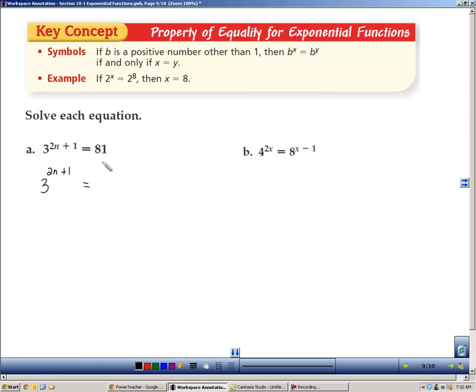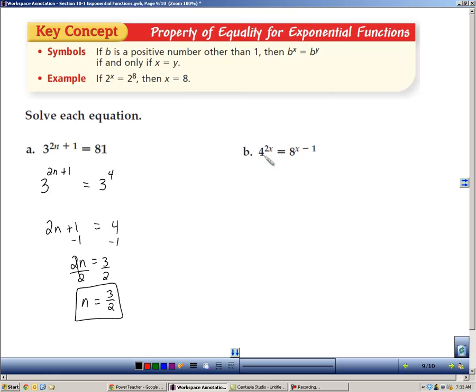So can I write the number 81 as 3 to some power? And the answer is yes. 81 is 3 to the 4th power. So because of my property, the bases are equal, therefore I can say that the exponents have to be equal. And so what I've done is I've created a whole brand new equation that I can use to solve for n. So subtract 1, divide by 2, and we can see that n equals 3/2. I'm only able to do this if I can somehow get the bases to be the same so that I can set the exponents equal to each other.